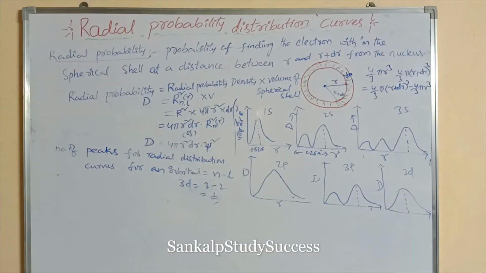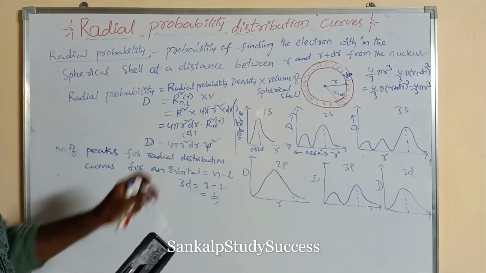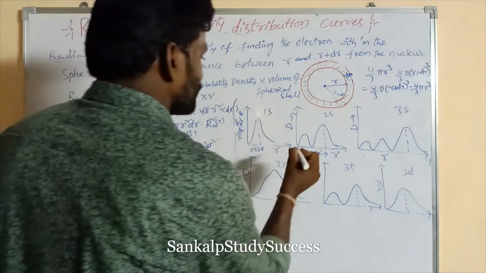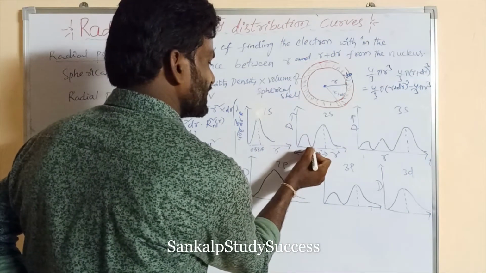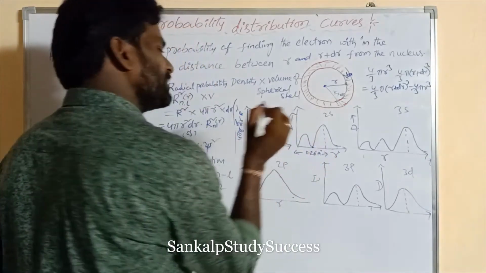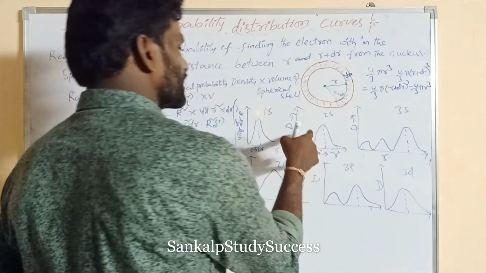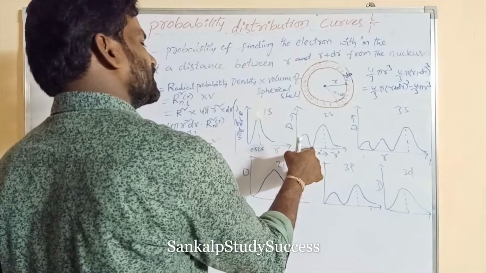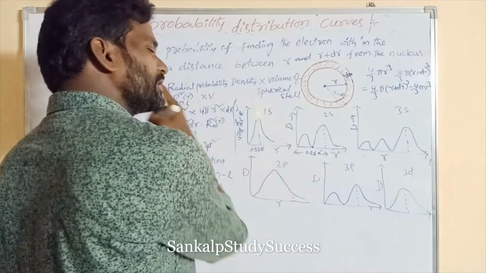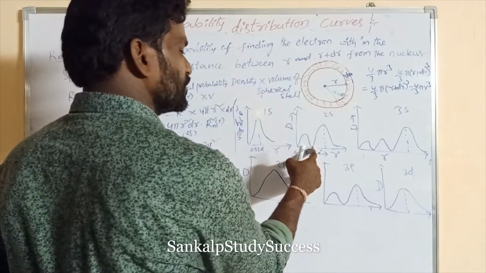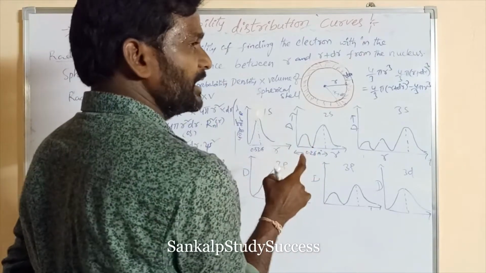Now listen to me. This is the formula for the number of peaks in radial distribution curves for an orbital. When the curve touches the x-axis, that is said to be a node. When the curve reaches or touches the x-axis, that is zero. That means the probability of finding the electron, or the radial distribution, is equal to 0. That is said to be a node.